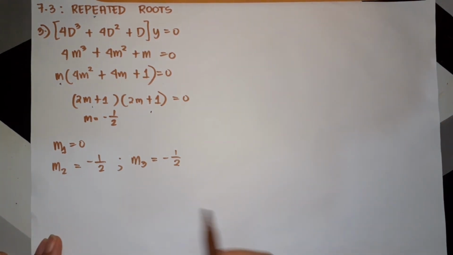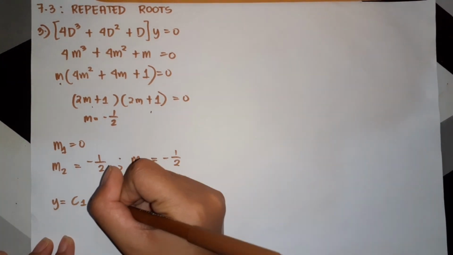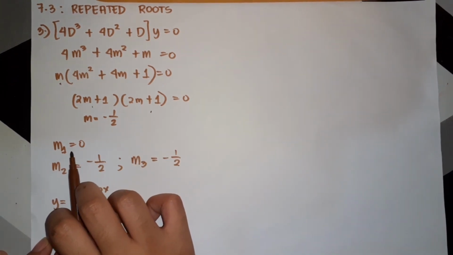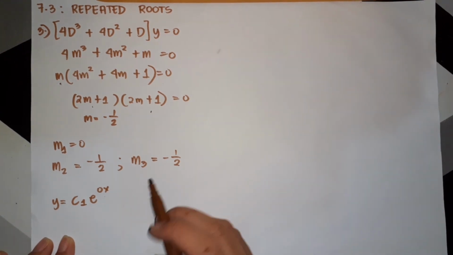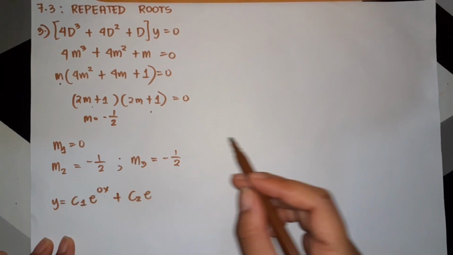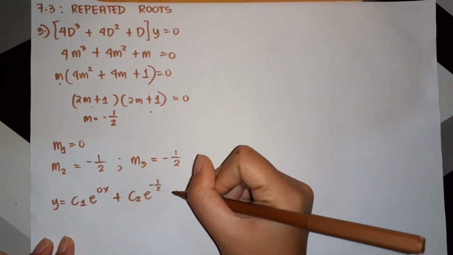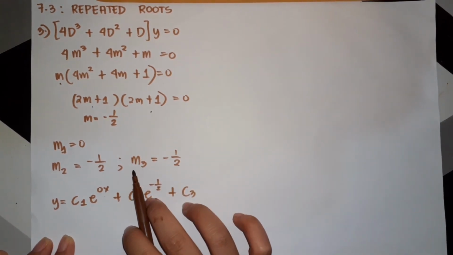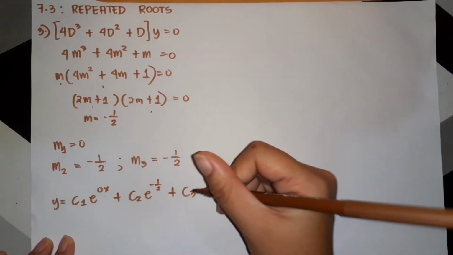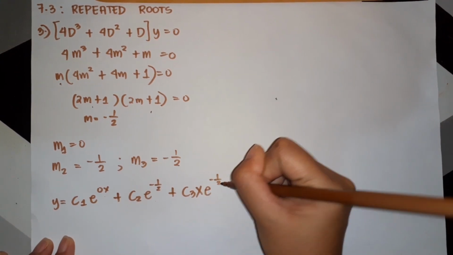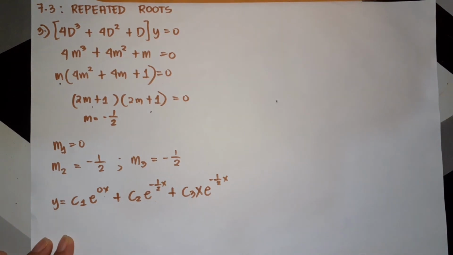So the general solution for this differential equation will be y is equal to c sub 1 e raised to 0x, since our first root is 0, so this will be 0x, plus c sub 2 e raised to our second root, negative 1/2 x, plus c sub 3. Since they have the same roots, we will add here an x times e raised to negative 1/2 x. Sorry, this will be negative 1/2 x.